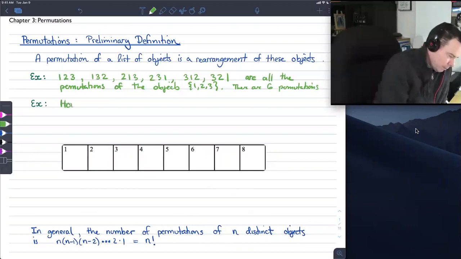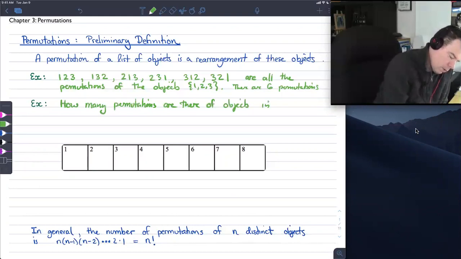Okay, so maybe the next one. How many permutations are there of the objects in the set 1, 2, 3, all the way up to 8?